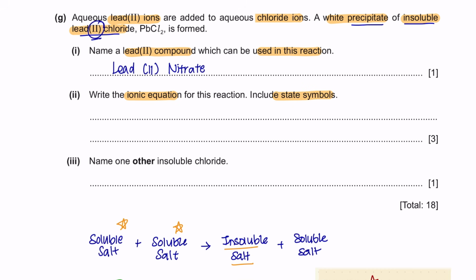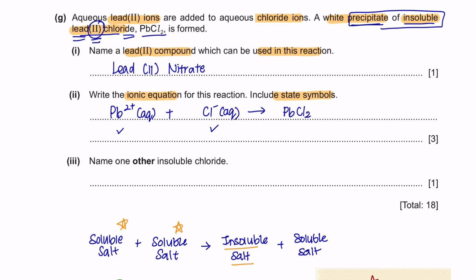So they have already given us the oxidation number of lead. That would be Pb2+. Reacting with chloride, since chloride is from group 7, the charge would be -1. And PbCl2 is formed. Ion state symbols are always aqueous, and since this is an insoluble precipitate, the state symbol would be a solid. And the last mark here can be obtained after balancing the equation. So since there's 2 chlorine here, we're going to put 2 here.